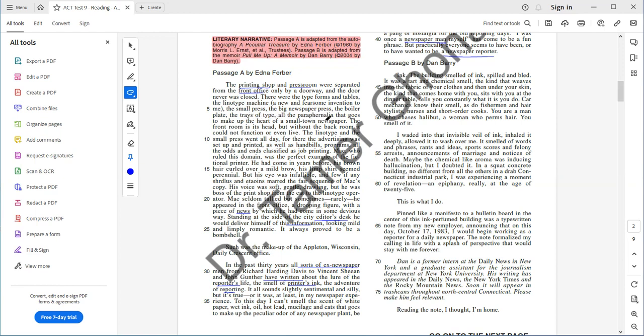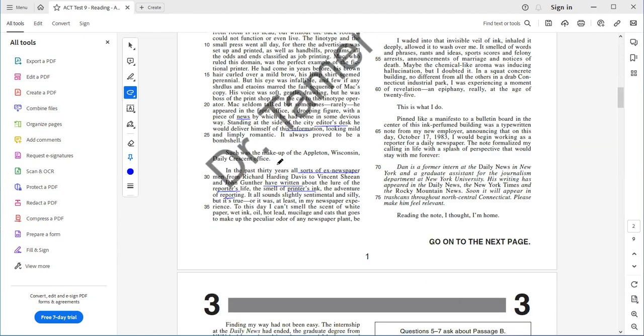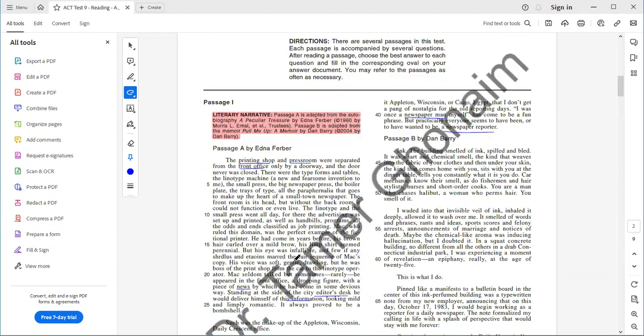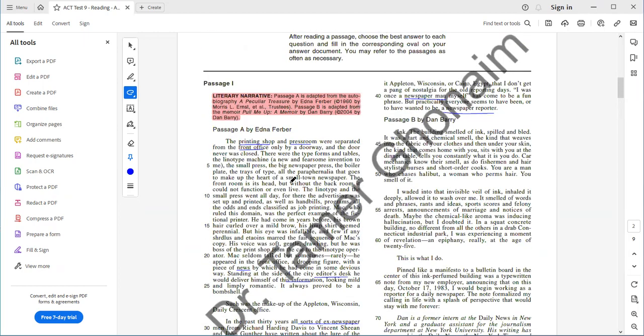Okay, till now we didn't find the similarity between them, but we're going to find it now because the same thing took him out. The front room is its head, but without the back room, it could not function or even live. Just wait. So the front room, the answer is how? The press room, and this is the back room. The printing shop and press room is the back room. Compared to what goes on in the front office, what goes on in the printing shop and press room? We need to know what goes on in the press. Okay, go on. This is the back part.